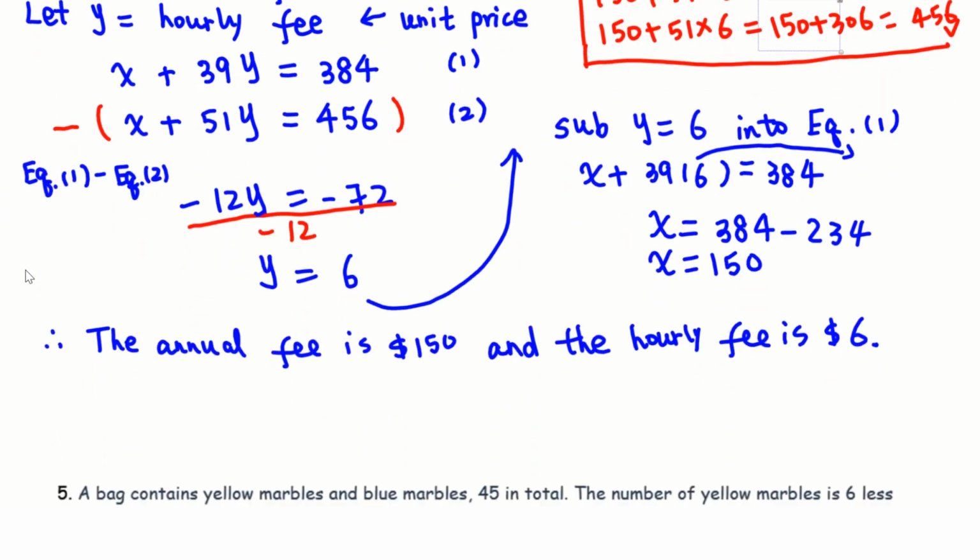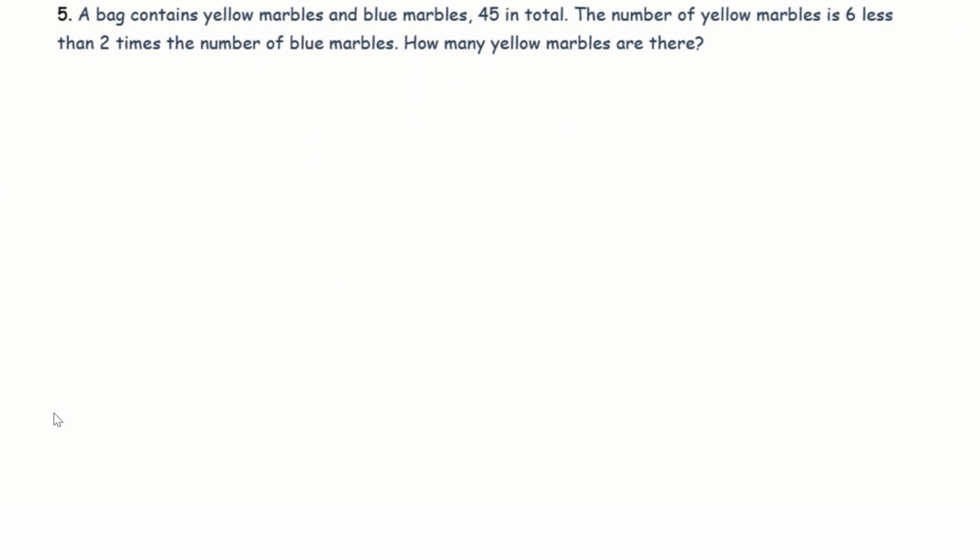So next question. A bag contains yellow marbles and blue marbles, 45 in total. If you have total, it means you have an equal sign here. So the total is 45. Another equation: the number of yellow marbles is, another equal sign, 6 less than 2 times the number of blue marbles. How many yellow marbles are there?